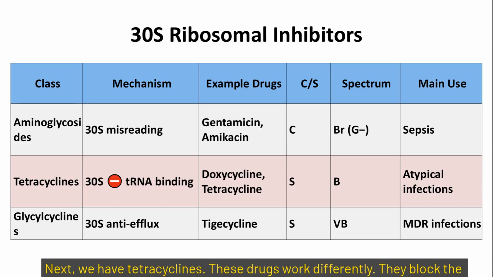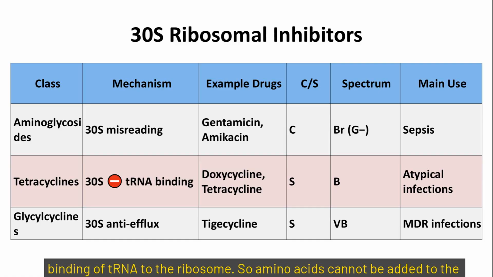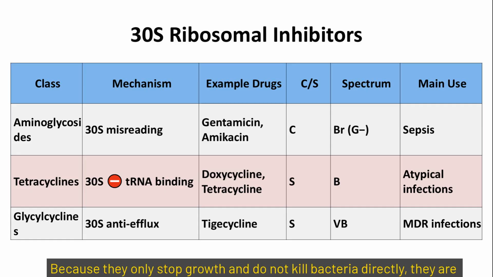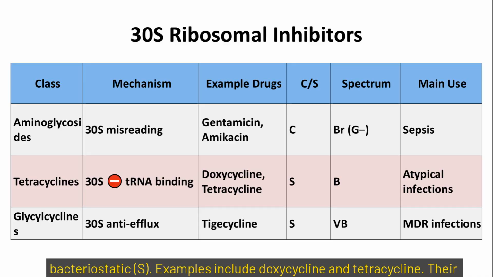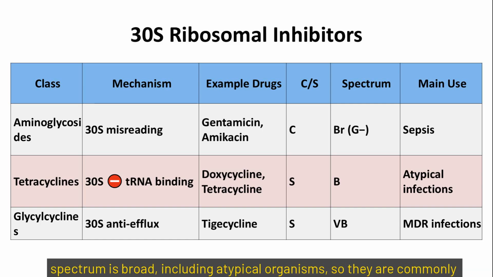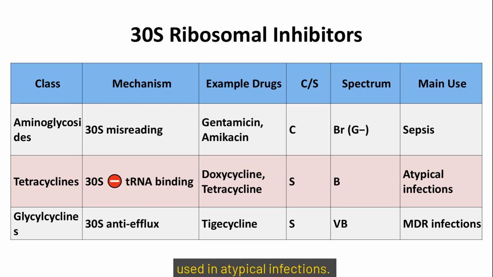Next, we have tetracyclines. These drugs work differently. They block the binding of tRNA to the ribosome. So amino acids cannot be added to the growing protein chain. Because they only stop growth and do not kill bacteria directly, they are bacteriostatic. Examples include doxycycline and tetracycline. Their spectrum is broad, including atypical organisms, so they are commonly used in atypical infections.